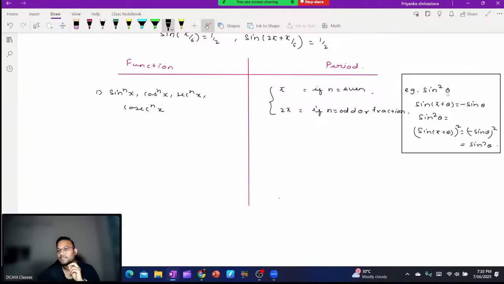Example: if sine square theta is there, we know sine of pi plus theta is minus sine theta, but we are considering sine square theta. So sine of pi plus theta whole square will be minus sine theta whole square. It's again sine square theta, because squaring the negative will become positive only. So you are getting the same value. That's why. For tan power nx, cot power nx, the period is pi, whatever it may be, even or odd.